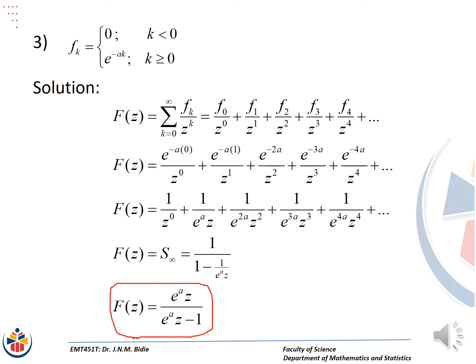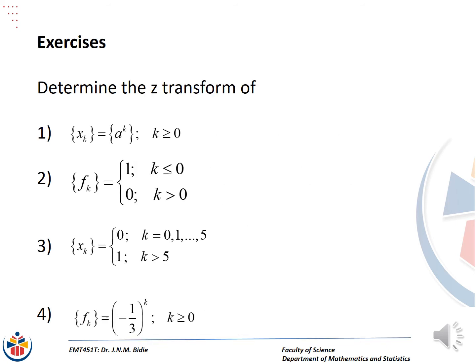Note that all these are causal sequences that we have been exploring. Now here are some exercises. Determine the z transform of xk, which is a to the power k. Fk now is 1 for all the values of k less than or equal to 0, and 0 for positive values. So that means your summation for number 2 starts from negative infinity to 0. And then you'll have ones on the left-hand side, but zeros on the right-hand side of 0.